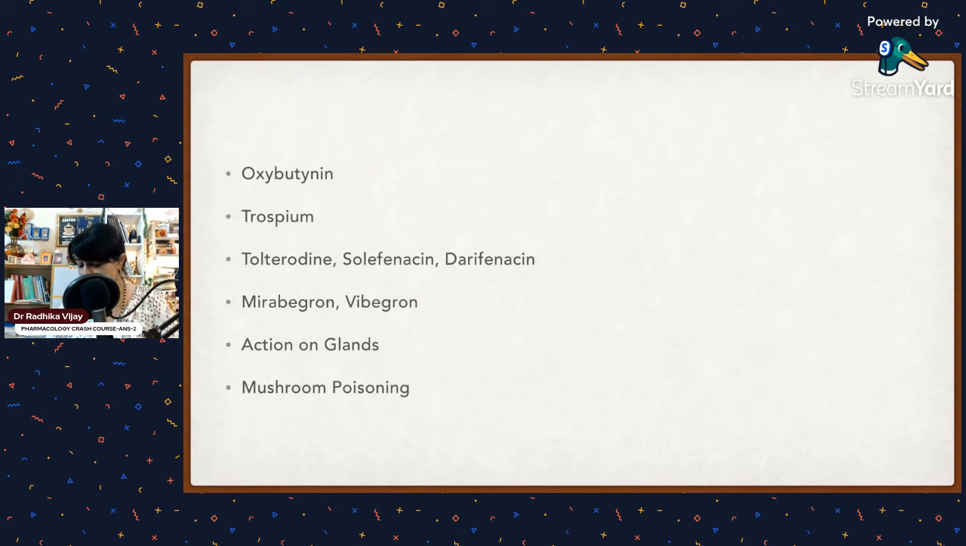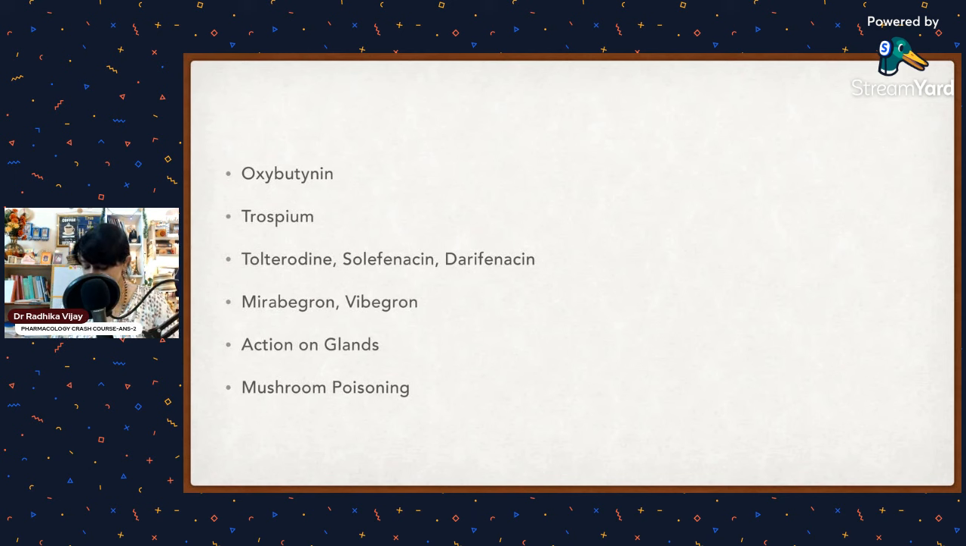Mirabegron, vibegron, they are newer drugs which are approved for overactive bladder, and they stimulate the beta 3 receptors. Sometimes intrabladder injection of botulinum toxin can be done in the refractory cases. Other kinds of therapies like behavioral therapy are very good treatment for overactive bladder. And in this case, the antimuscarinic drugs are second line treatment. Any antimuscarinic drug can be used because the efficacy is very similar. Extended release formulations and immediate release formulations are available, but we prefer extended release formulations.